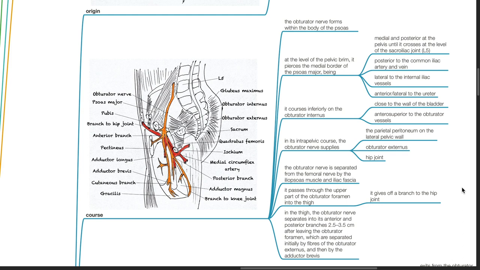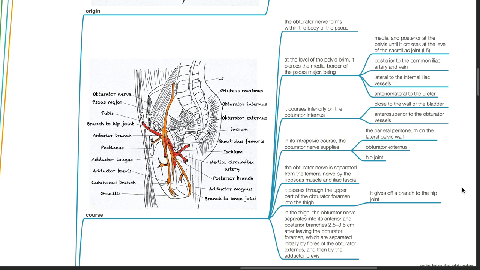It is posterior to the common iliac artery and vein, lateral to the internal iliac vessels, and anterior or lateral to the ureter. It courses inferiorly on the obturator internus, close to the wall of the bladder, and anterior superior to the obturator vessels. In its intrapelvic course, the obturator nerve supplies the parietal peritoneum on the lateral pelvic wall, the obturator externus, and the hip joint. The obturator nerve is separated from the femoral nerve by the iliac psoas muscle and the iliac fascia.